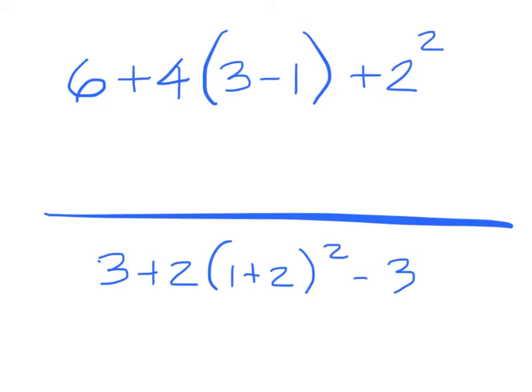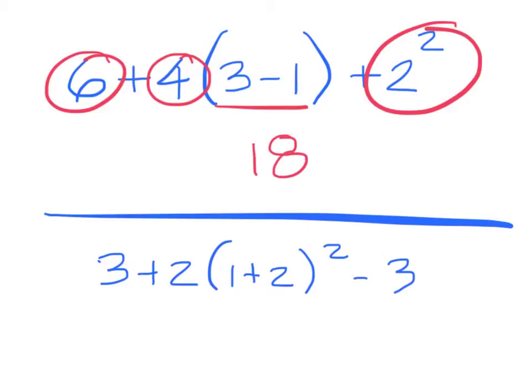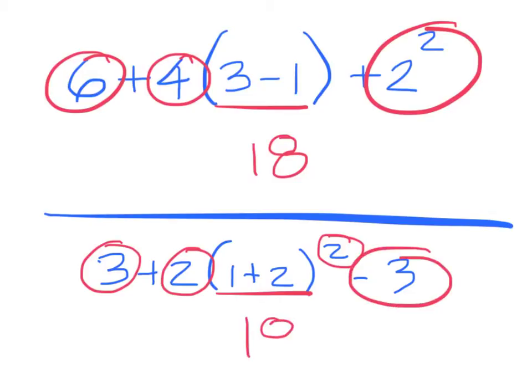Well, on the top one, we'll do that one first. That is a 2 times 4 is 8, plus 6 is 14, plus 4 is 18. And on the bottom, we have 1 plus 2 is 3. 3 squared is 9, times 2 is 18, plus 3 is 21, minus 3 is 18. Here's another practice.